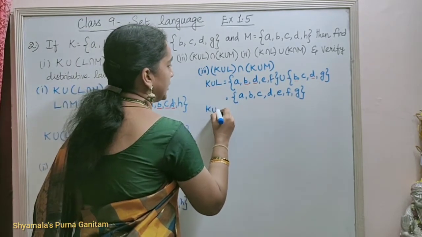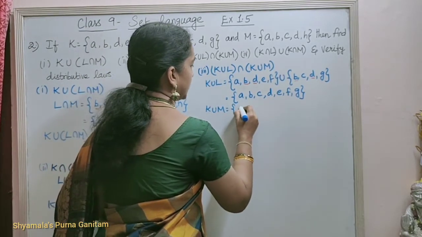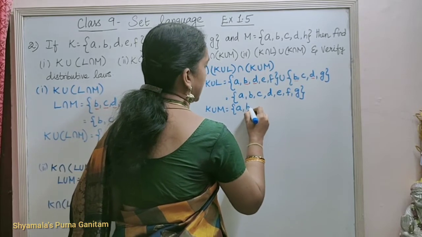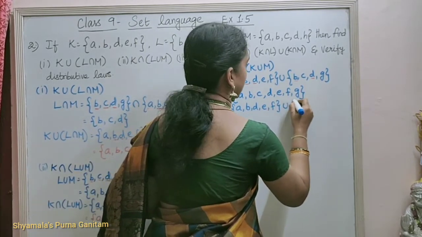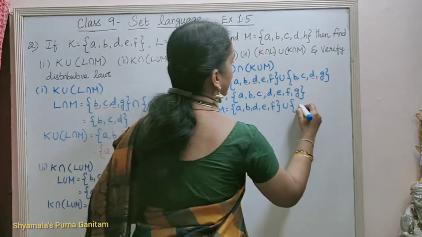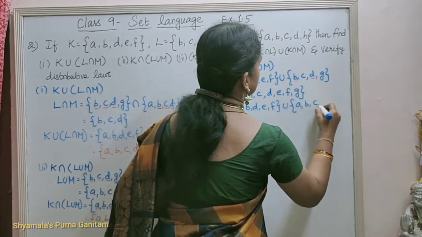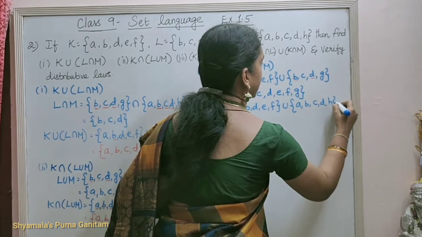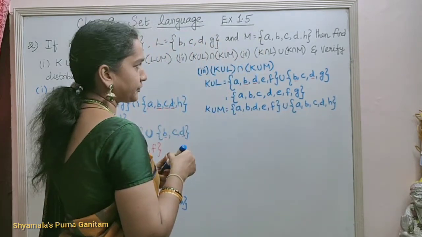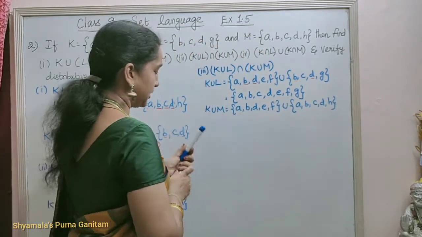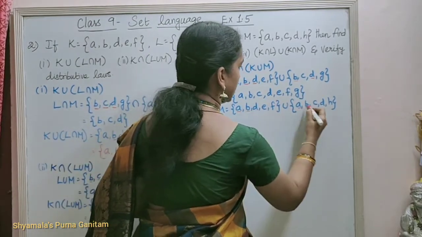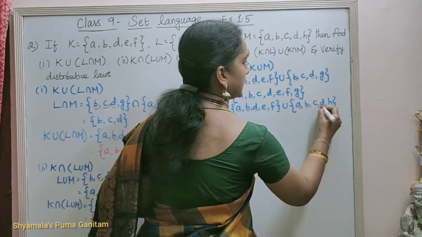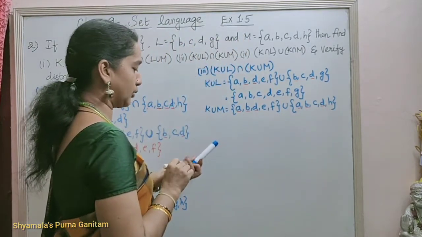Now we will do K union M. The elements of K are A, B, D, E, F. Union, the elements of M are A, B, C, D and H. So for K union M, the common elements are A, B, D. That's all. A, B, D. So we will write that.